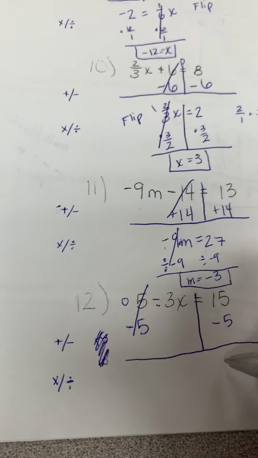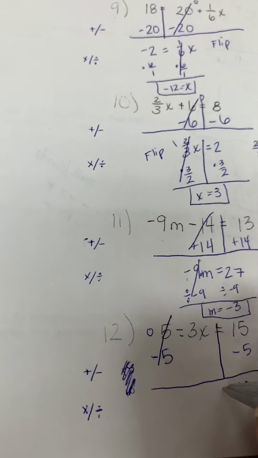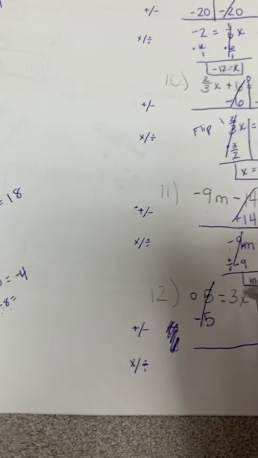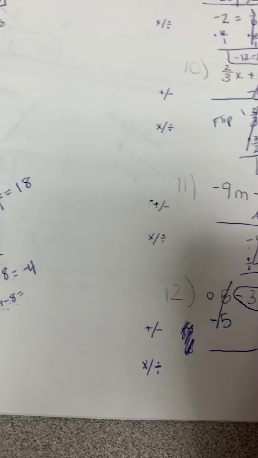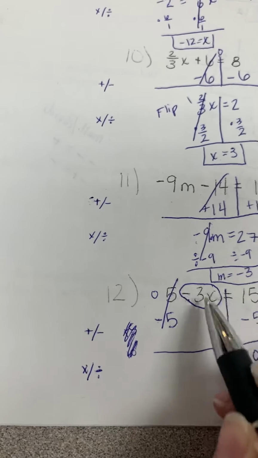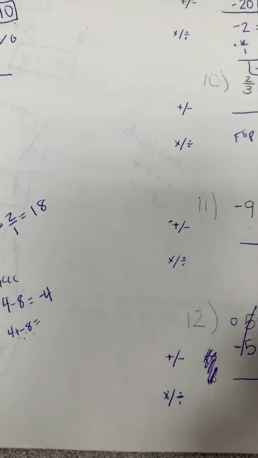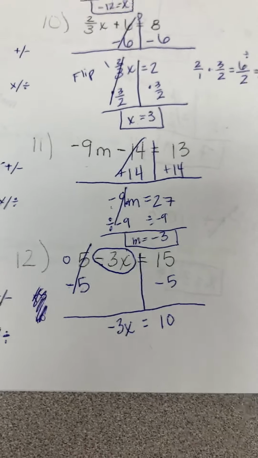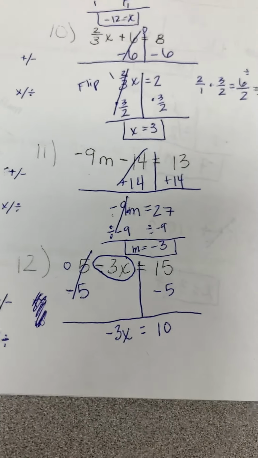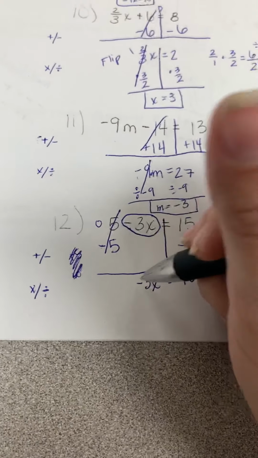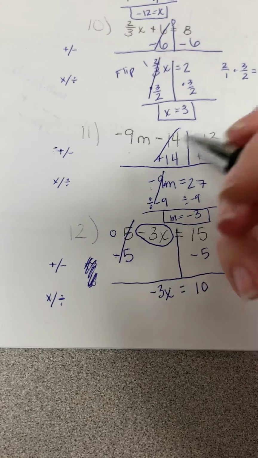15 minus 5 is 10 equals, and then this is important. This is a negative sign right there. Oops, I wrote there. That's a negative, so that subtraction sign goes with that 3x, so it's negative 3x. Oops, you're gonna get a fraction on this one. I don't like that. I wasn't thinking when I made this one, but that's okay. Negative 3x right here, okay.